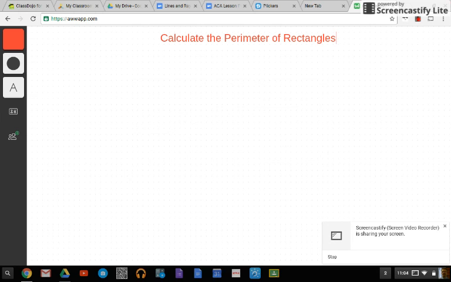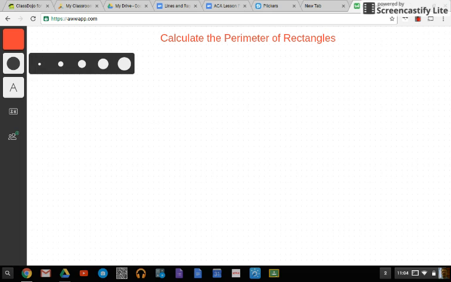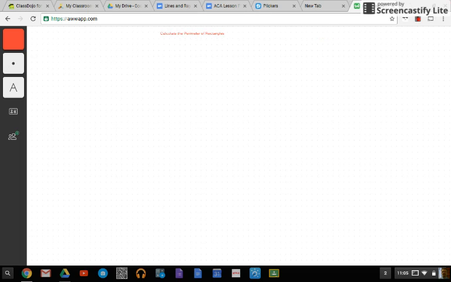Let's calculate the perimeter of some rectangles. Now, since all squares are rectangles, this also works for squares. So any shape that is a rectangle, this is going to work for.